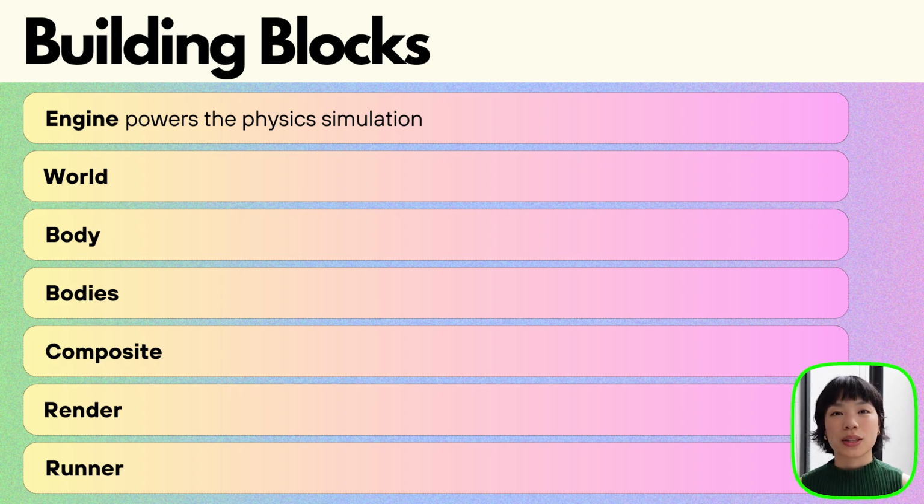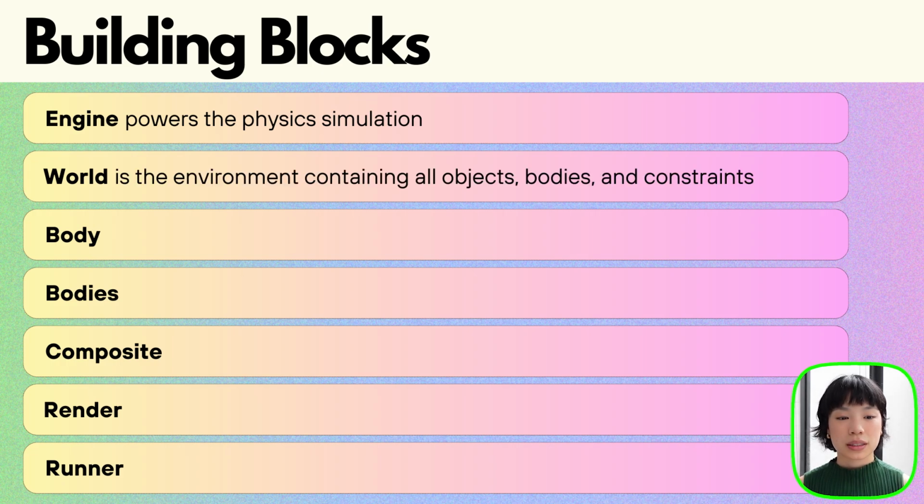And this leads us to the next component, world. The world is the container for all objects, bodies, and constraints. It acts as the environment where the physics simulation takes place. All bodies must be added to the world for the physics to affect them. Without being added to the world, they will not experience any physical behaviors.